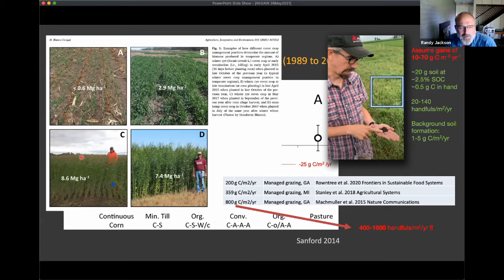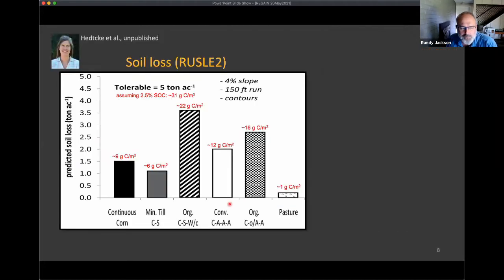Here's a picture I scraped out of a publication of 8 megagrams per hectare of biomass, which would be 860 grams of biomass per meter squared. So basically we're saying this much carbon accumulating in the soil every year. It just seems hard to imagine.